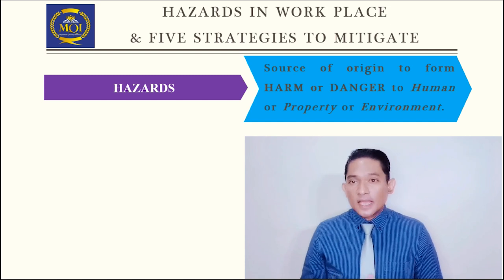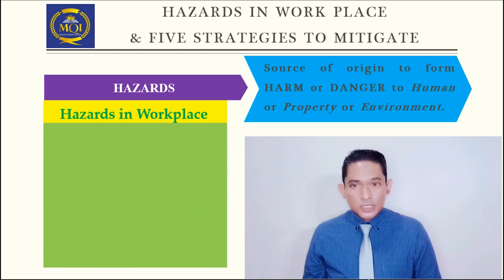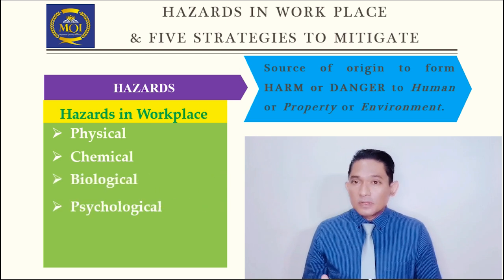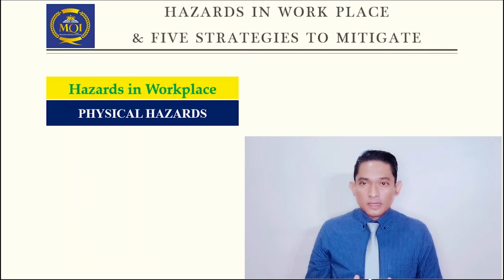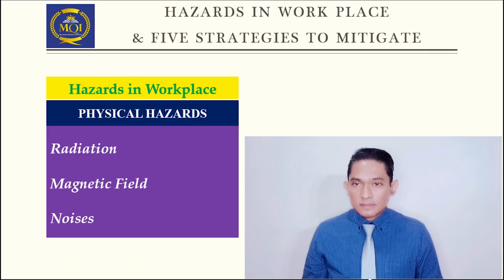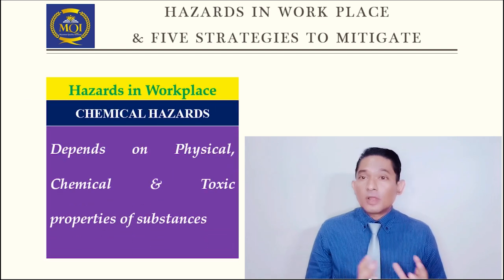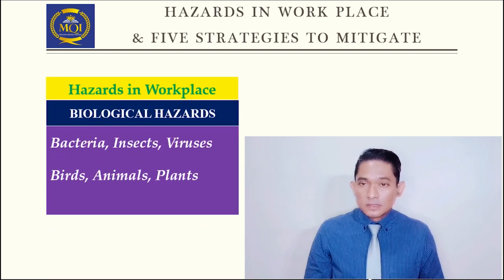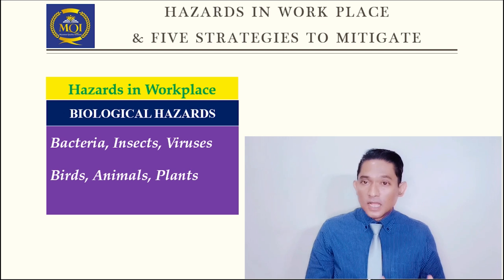Hazards in the workplace can occur in different types: physical, chemical, biological, psychological, mechanical, and electrical. For example, radiation, magnetic fields, or noise in the working environment are good examples of physical hazard. The chemical hazard depends on the physical, chemical, and toxic properties of the substances. As for biological hazard, bacteria, viruses, insects, birds, plants, animals, and humans are the sources of biological hazard.